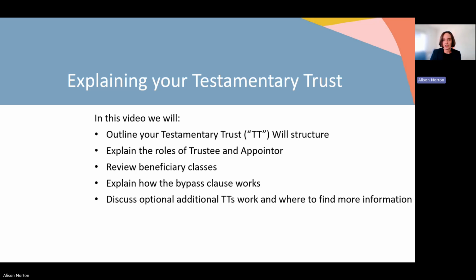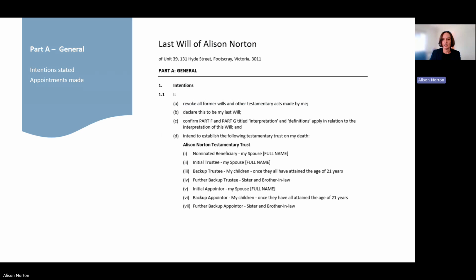So starting with the structure of the document, you'll see that it's divided into parts. Part A is the general part where the intentions are stated. So, for example, that previous wills are revoked and that this is your last will. This section also establishes the main structure of the testamentary trust. So in this case, this trust and your will has been prepared for the benefit of your surviving spouse. So you'll see that the nominated beneficiary is your spouse. In your particular will, though, it will state their full name.